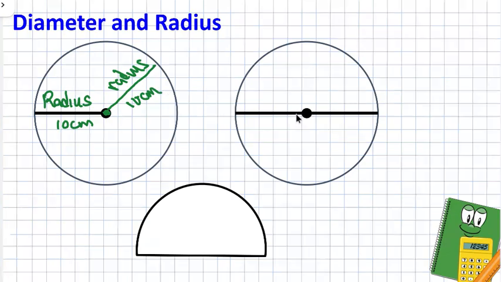The next part we're going to look at is the diameter. The diameter is a longer line, longer than the radius, that divides the circle into two equal halves. The diameter is a line that passes through the center of the circle. So the diameter can divide the circle into two equal halves, called a semicircle. Like if you look at this, this is called a semicircle.